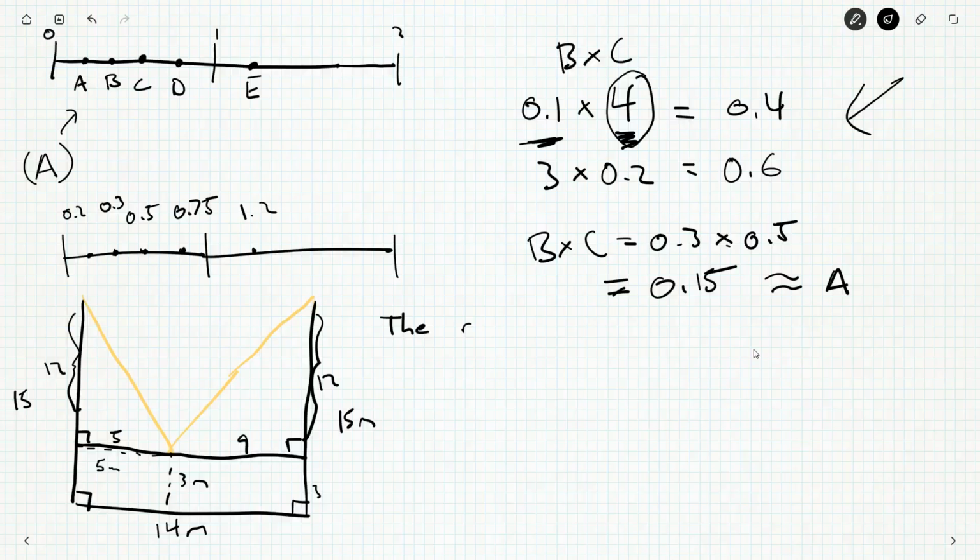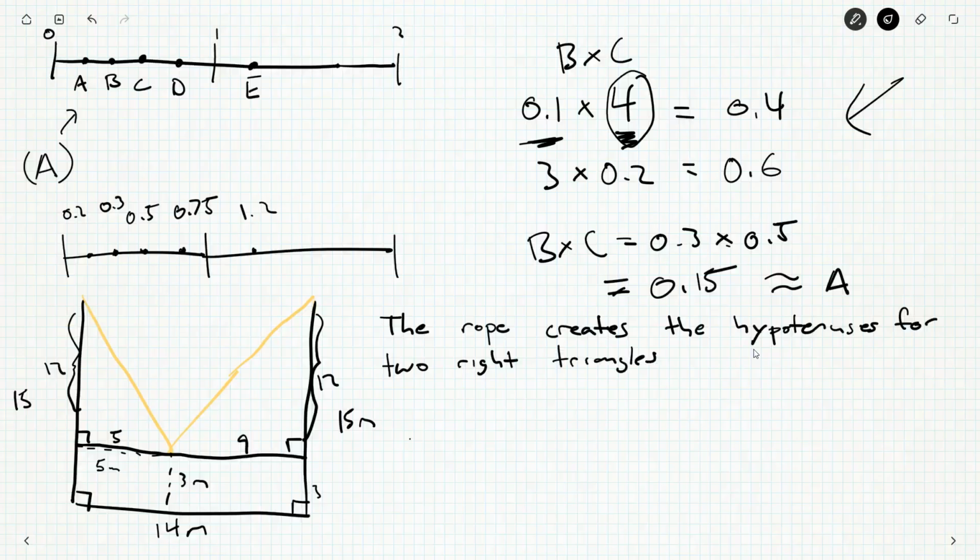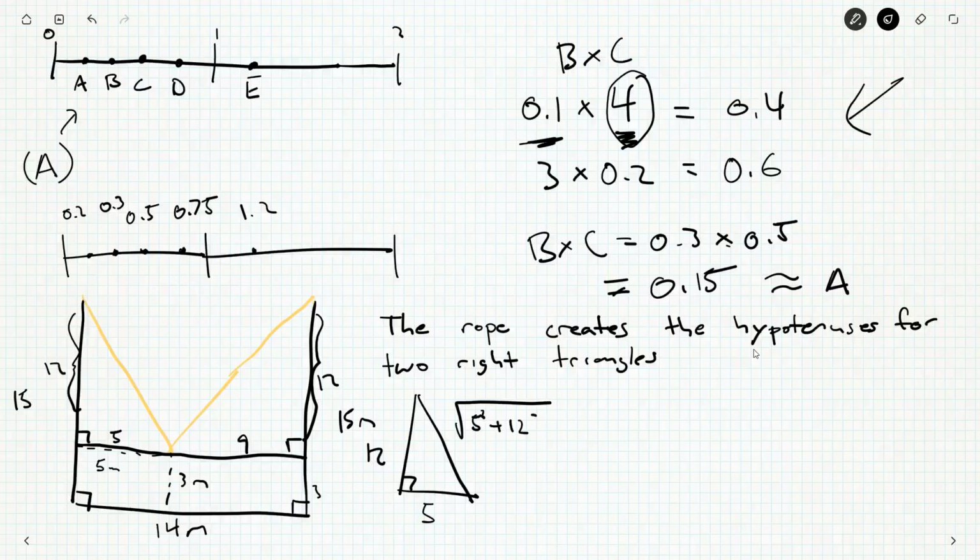So the rope creates the hypotenuses for two right triangles. If we solve for the hypotenuses of these two right triangles, we should be all set. Let's take a look at this first one. It's a height of 12 and a base of 5. By Pythagoras, we're going to have the square root of 5 squared plus 12 squared. That's going to be this length right here. You can grab your calculator, or you could know that this is a 5, 12, 13 triangle.